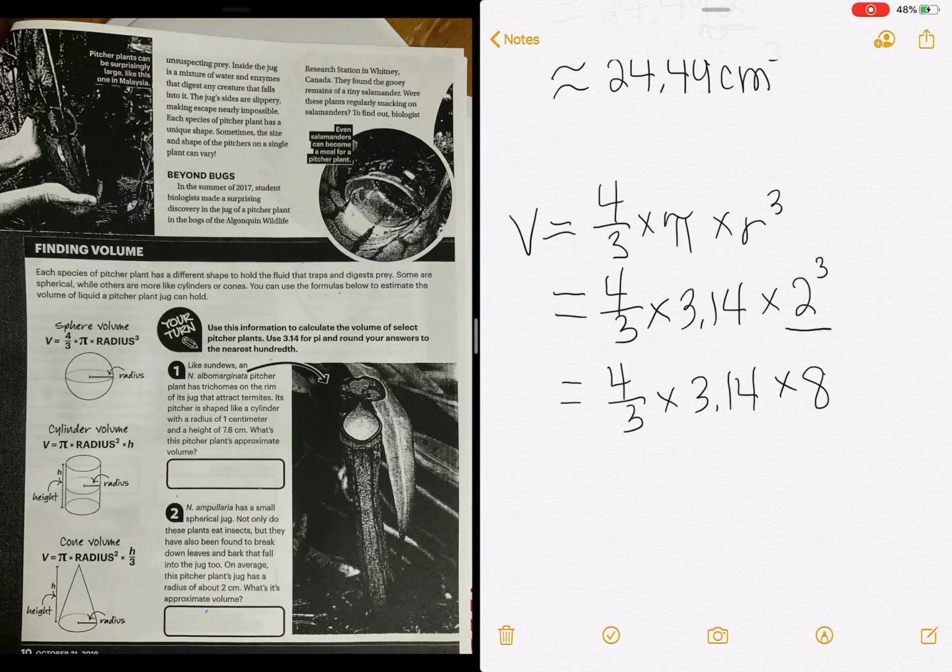Now what I do to make this a little simpler for me, we know that when we multiply fractions, we multiply the numerators all together, and then multiply the denominators all together, and then divide. So since we have 4/3, I'm going to change 3.14 and 8 to a fraction by putting a 1 under them. If you know another way to enter this into the calculator and you want to do it that way, that is perfectly fine too.